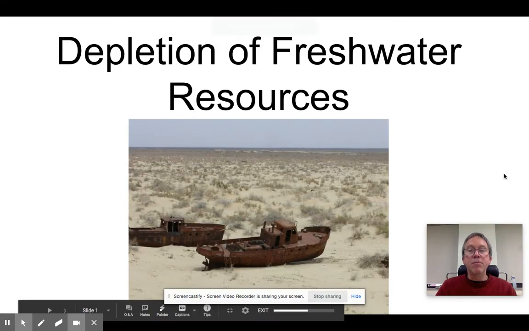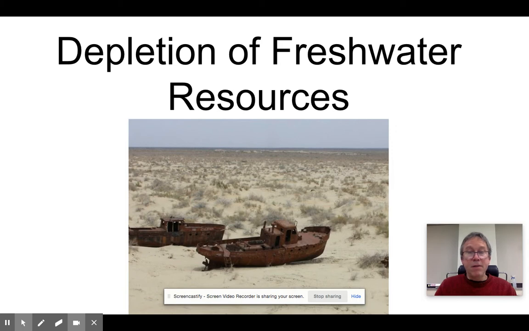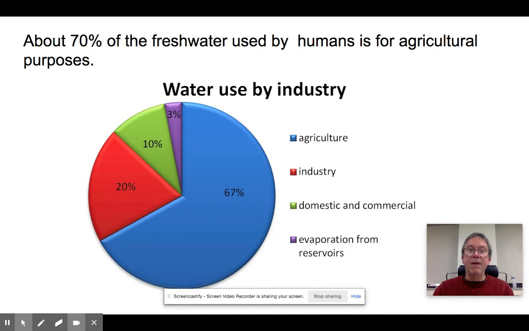Let's talk about the depletion of freshwater resources. Freshwater is everything. As terrestrial organisms, we completely depend on it. Every plant and animal that lives outside the ocean needs fresh water in order to survive. Now, as humans, though, we don't just drink water. That's about 10% of what we do with the fresh water we have access to.